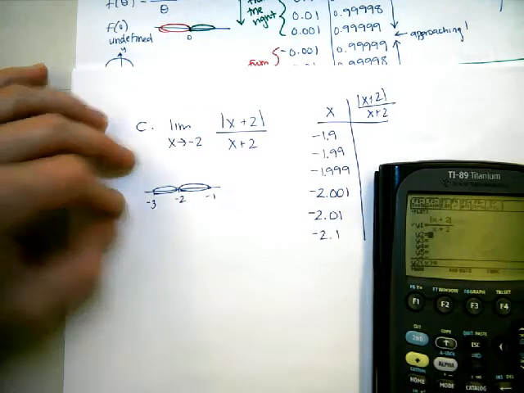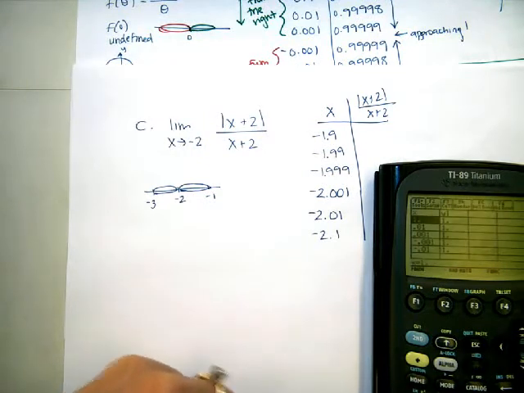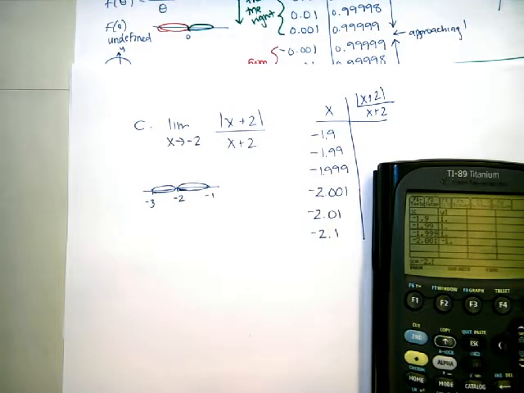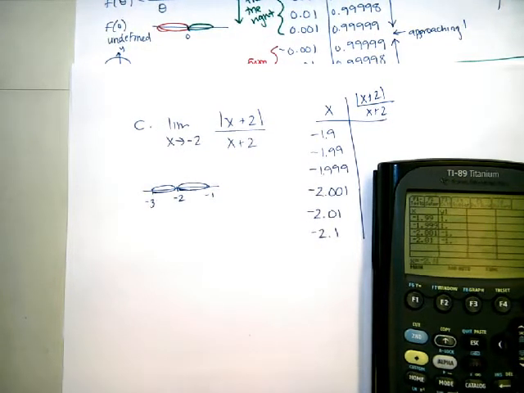All right, putting this into our calculator. Clear out what we have in the table here. Plugging in -1.9, -1.99, -1.999, -2.001, -2.01, -2.1.